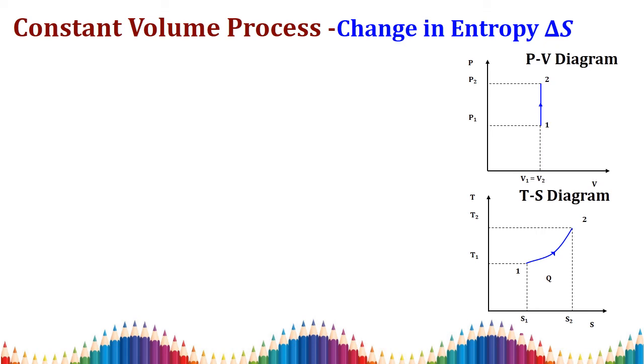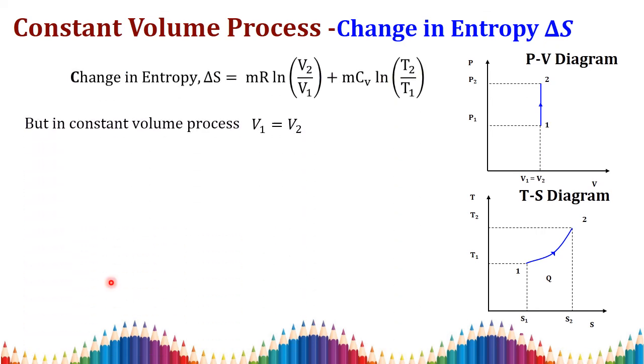Then the final one, change in entropy. We have already derived this in the previous lectures, from the first law of thermodynamics. The change in entropy equation is delta S equal to mR ln(V2 by V1) plus mCv ln(T2 by T1). In this constant volume process, V1 is equal to V2, so it is ln 1. What is the value of ln 1? ln 1 is 0.